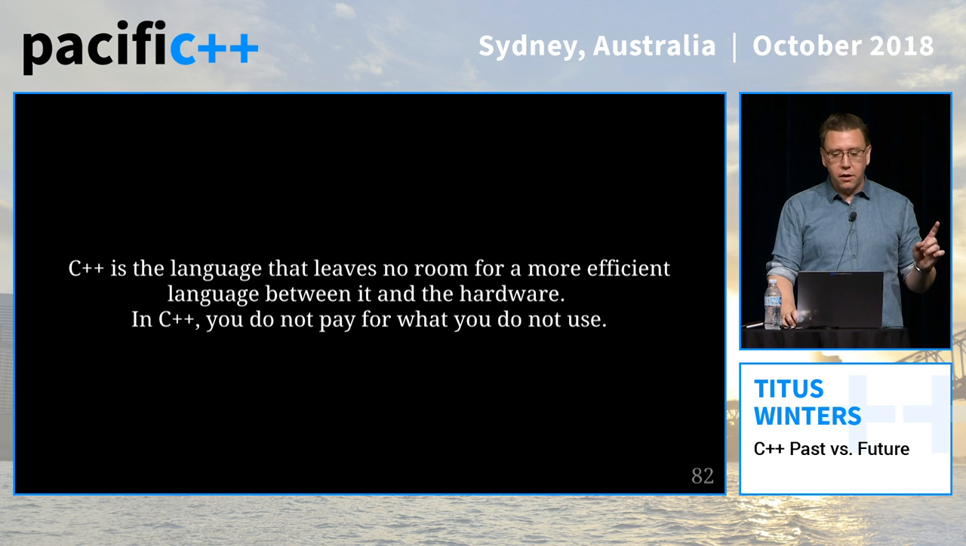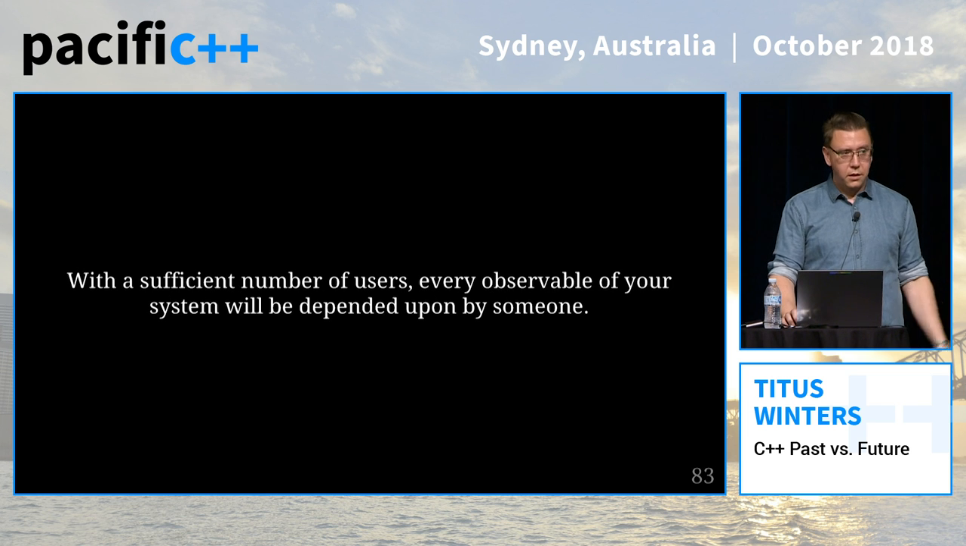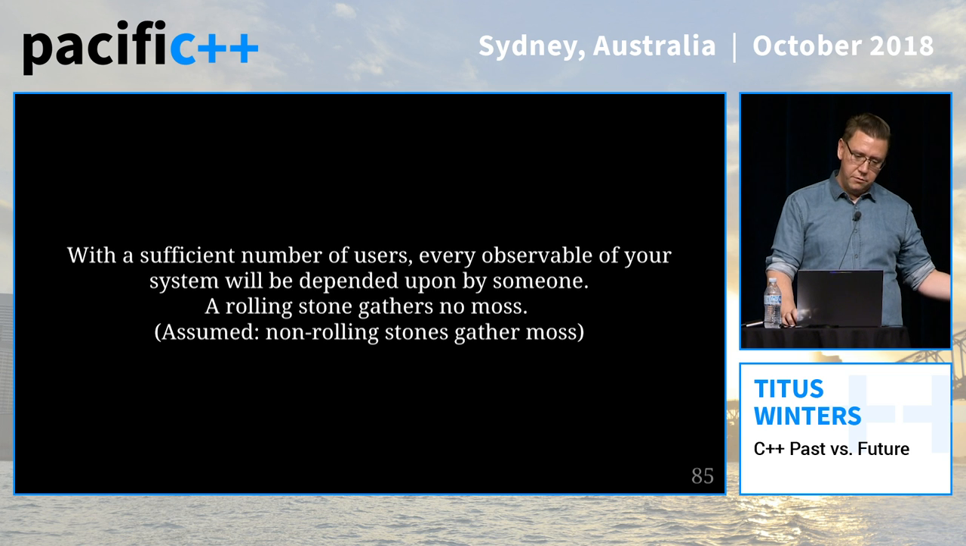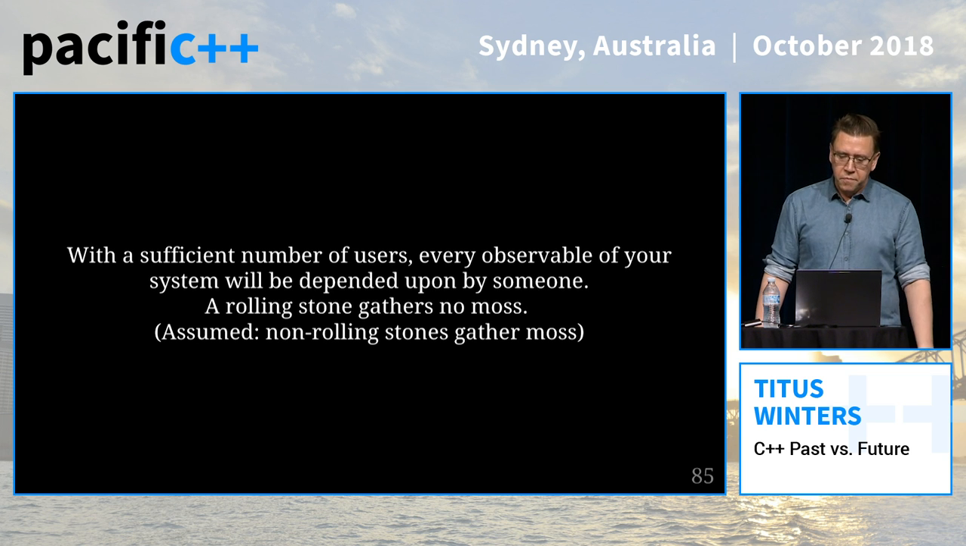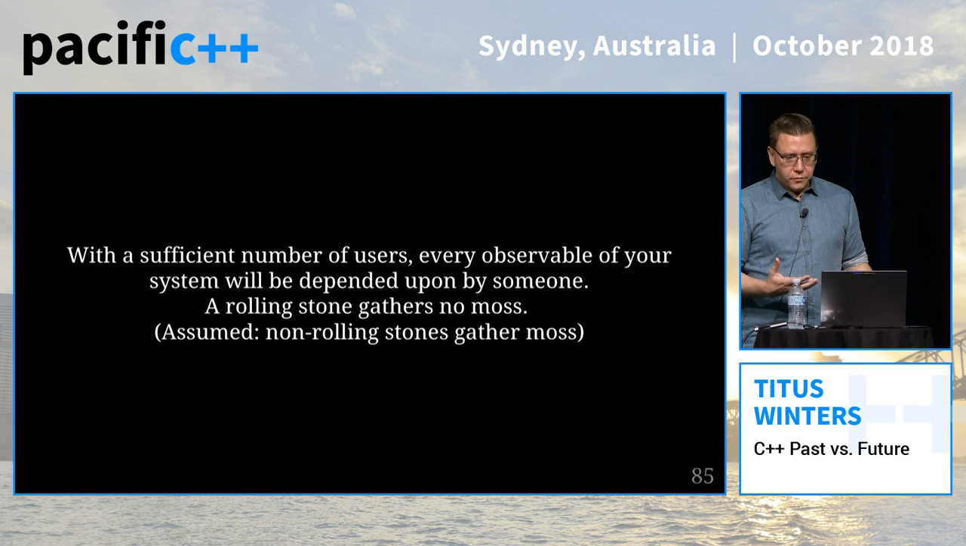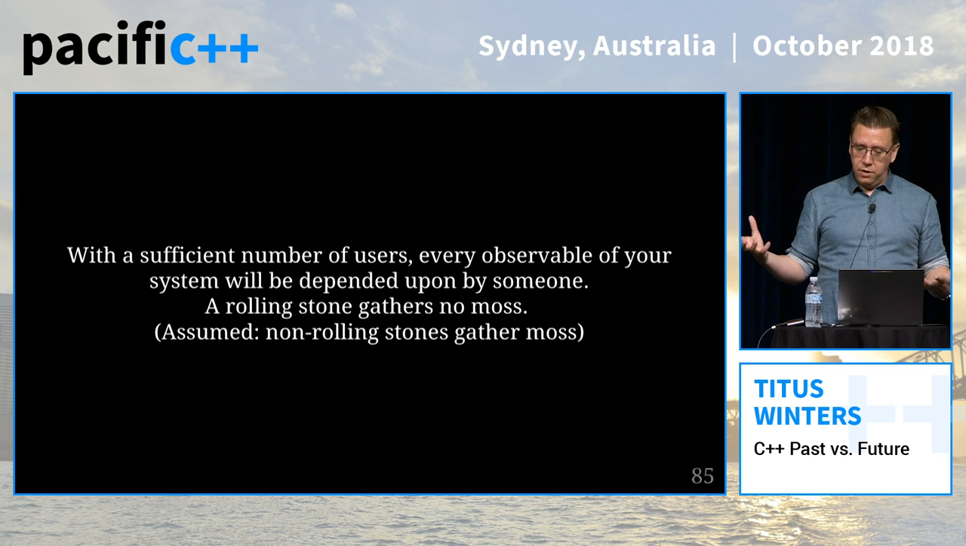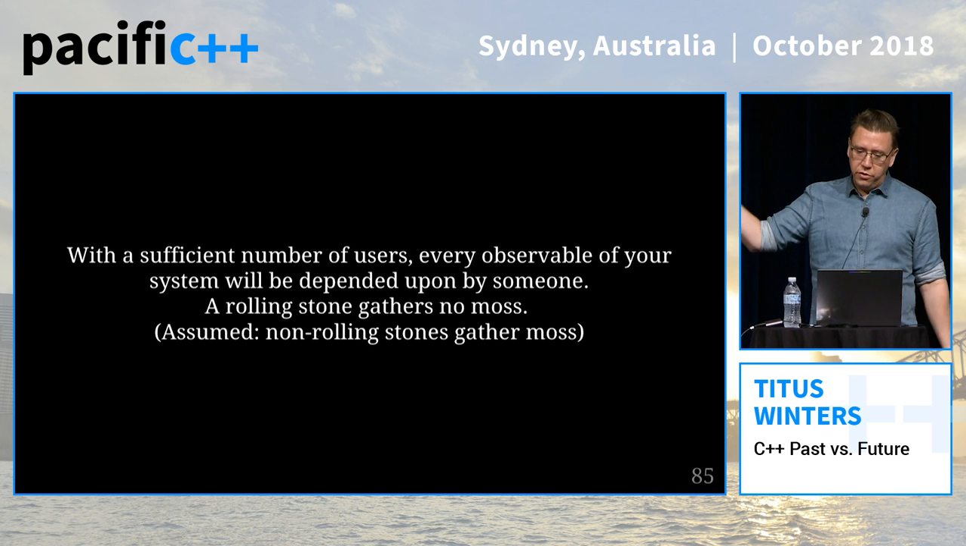On the other hand, there are things that advise us what happens when we don't make changes. If you've seen other talks of mine, I always talk about Hyrum's Law. With a sufficient number of users, every observable of your system will be depended upon by someone. We have 2 million users. There's also just the old saying, a rolling stone gathers no moss, and assumed in that is that a non-rolling stone gathers moss. When we leave things stable, when the rolling stone of ABI and the like doesn't change, Hyrum's Law creeps in. This is the thermodynamic truth of software.